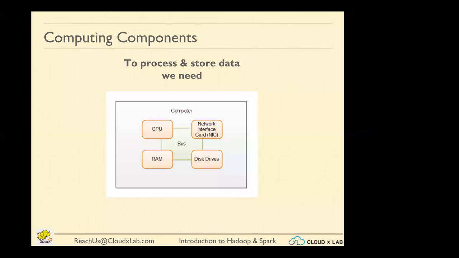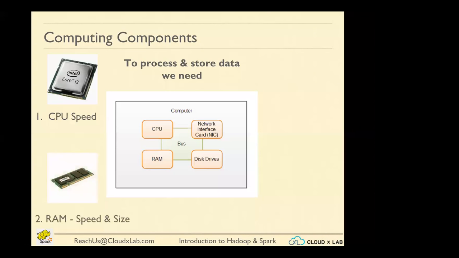All right, so to process and store data, we need a computer. And what's a computer? Generally, the way we perceive a computer is there's a CPU, there's an NIC, network interface card, then there are disk drives, RAM. I'll go over these. What is a CPU? CPU is a processor which reads the instructions and runs them. Basically, a list of instructions comes to the CPU, and the CPU takes them one by one and executes them. The faster it can read the instructions and execute them, the faster the CPU is.